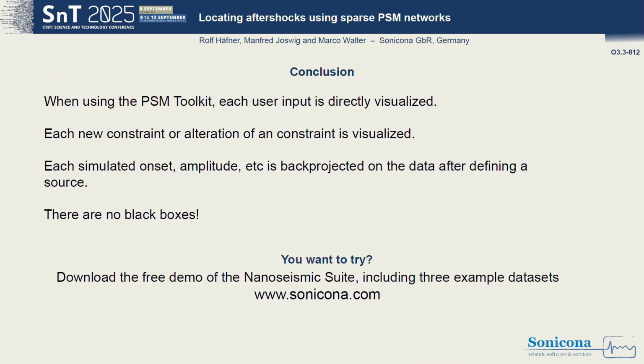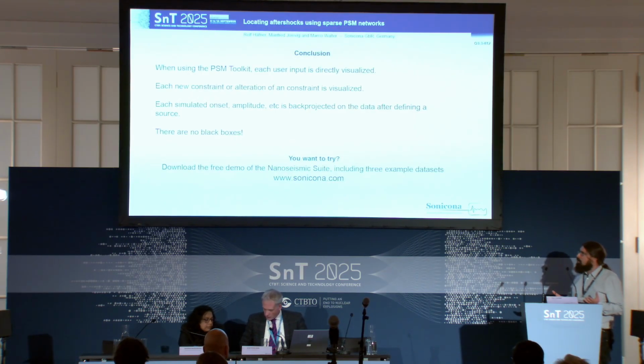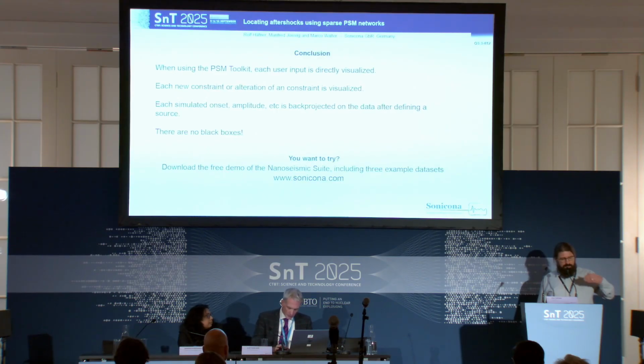So let's conclude. Nanoseismic monitoring for passive seismic monitoring in an OSI context. What do we do? We visualize each user input and each constraint that results from that. When we are picking our final event estimate, we back project this information. So we always try to visualize every step in these calculations so that nothing is hidden in a black box. I think this is especially important in an OSI context where we really have to trust our data. The trust in the data is the foundation of the whole operation.